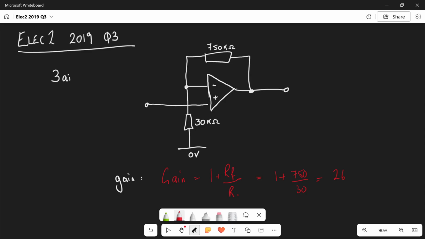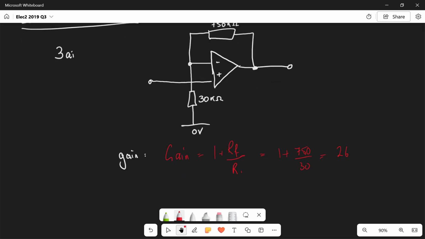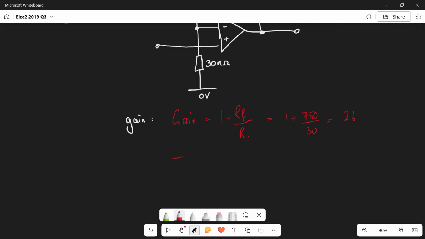Now that is the gain of the individual circuit shown above. So the total gain of our system is going to be 26 times 26, because the first amplifier amplifies 26 times, then amplifier B amplifies that output 26 times. And so what we end up with is a total gain of 576.